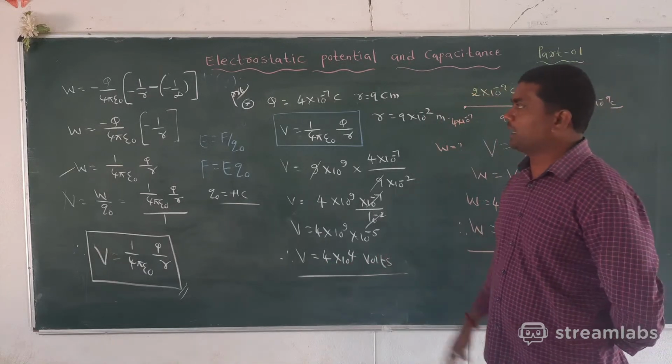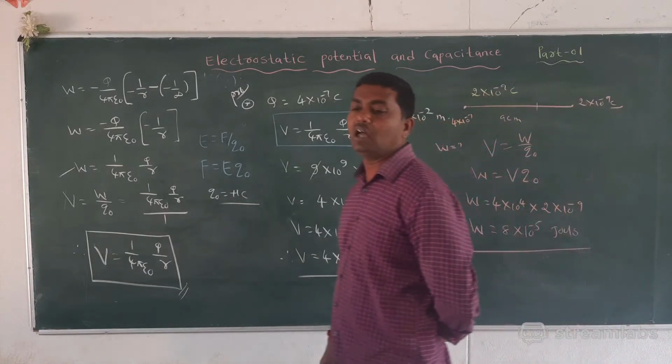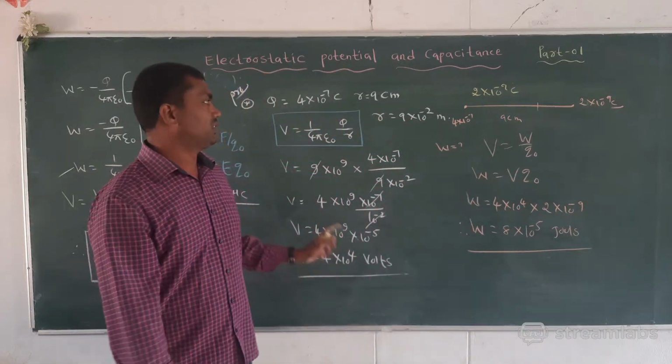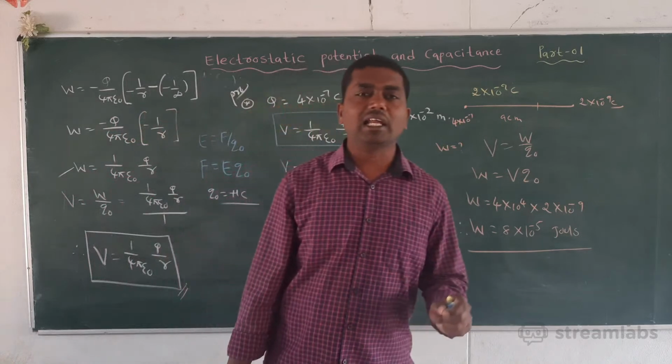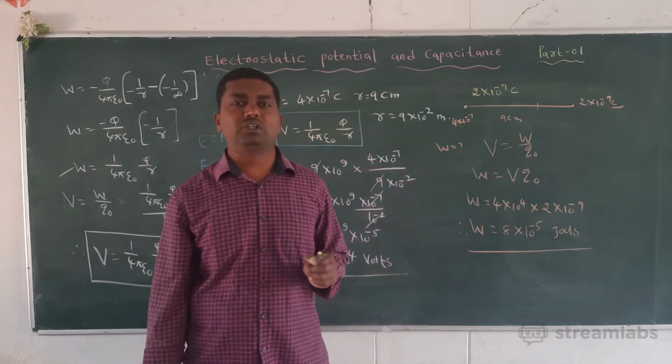So this is the related problem to the electrostatic potential due to the point charge. So in this one we can learn about only the first one: calculate the electrostatic potential due to a point charge.